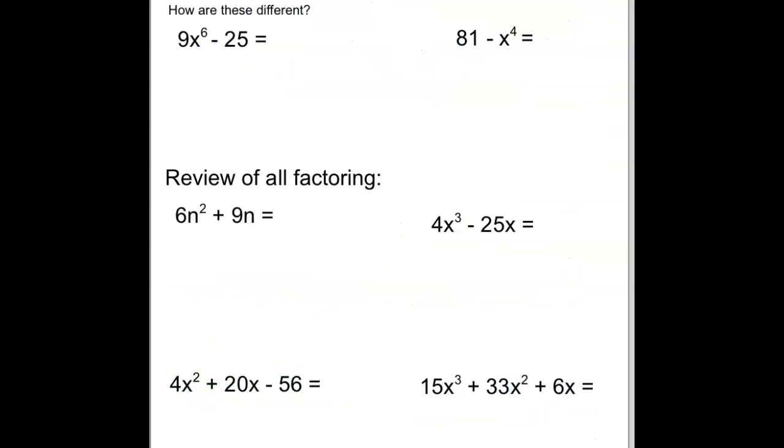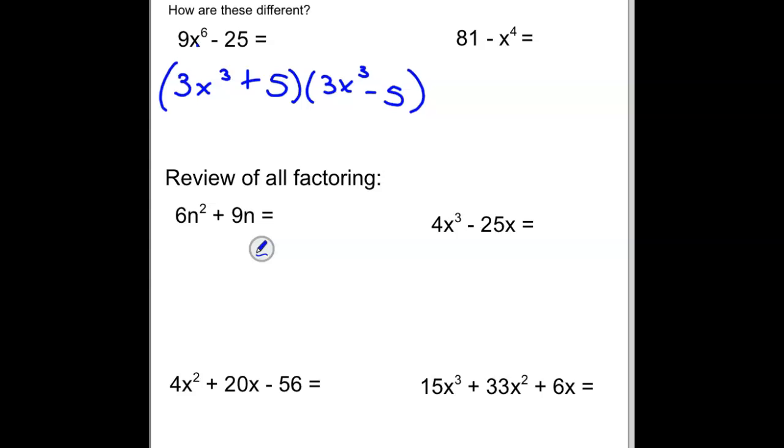Now, how are these next two different? Notice that we still have some perfect squares. 9 is perfect, 25 is perfect, and that x to the 6th is also perfect. If we think about splitting it up into two equal pieces, we can think of making that 9x to the 6th into 3x cubes. We still end up with a 9, 3 times 3, and x cubed times x cubed would get us x to the 6th. So we are still splitting it up into two equal pieces. To get the negative 25, we need a positive 5 and a negative 5.